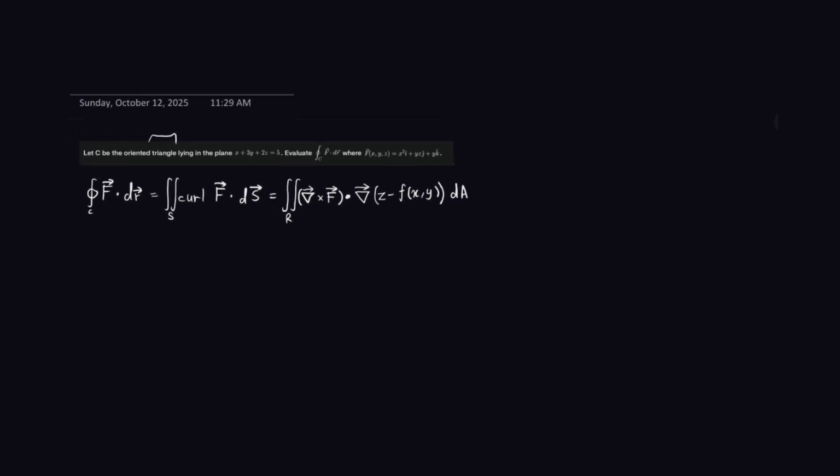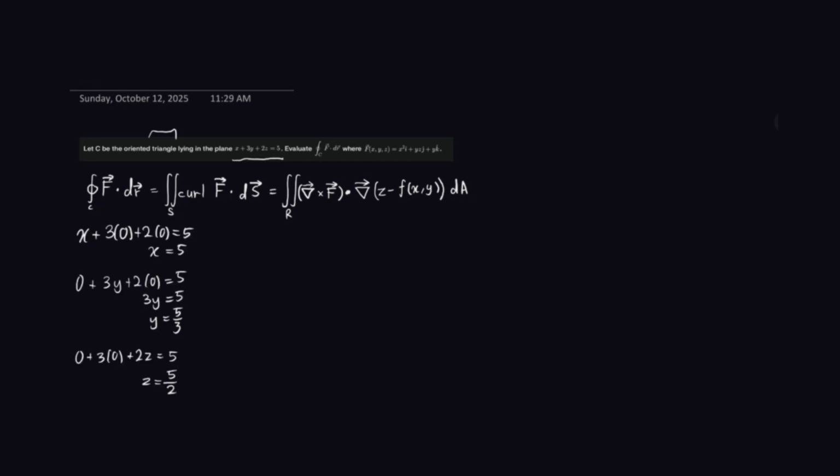The first thing we need to do is find the coordinates that form the triangle in the plane of x plus 3y plus 2z equals 5. So how are we going to do it? Well, simple. We set everything to 0 except for one variable. To find x, set y and z equal to 0, and then you get x equals 5. For y, set x and z equal to 0, and you get y equals 5 over 3. And the same thing for z, set x and y equal to 0, and you get 5 over 2.